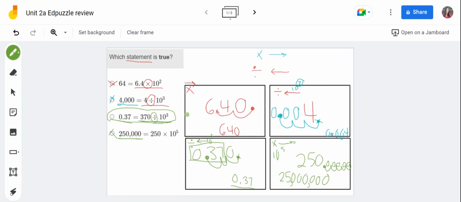So after solving every question by multiplying or dividing by a power of 10, I was able to find the one statement that was true. So when you come to your question on your test that looks like this one, remember to show your work for every question. When you multiply, move the decimal to the right. And when you divide, move your decimal to the left by the exponent or the number of zeros.